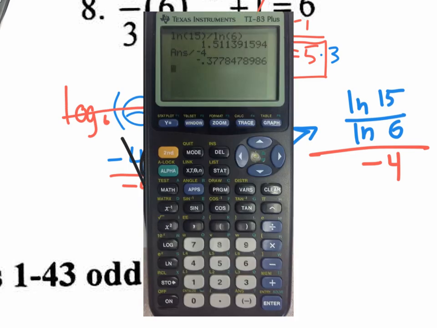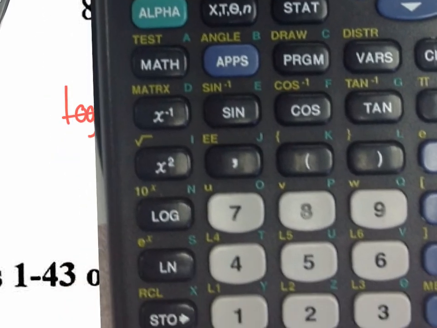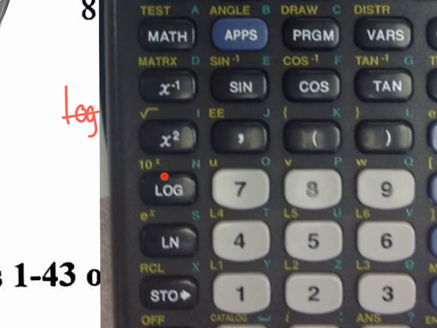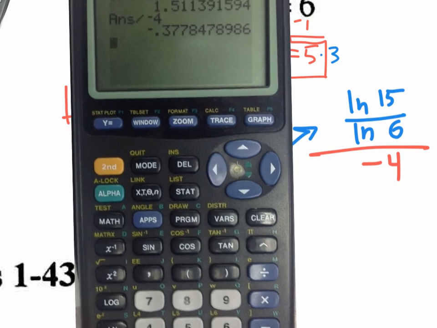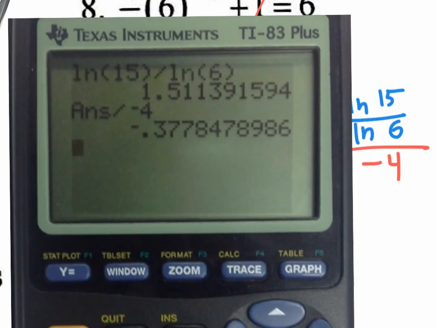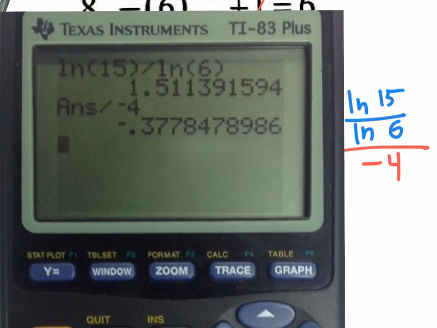So when you're working on the top, the ln of 15, now you could use common log, whatever you want. You could use the common log button right here or the ln button. Since we used the common log on the last one, I decided to use the ln button on this one. So when you go ln of 15 divided by ln of 6, make sure you close parentheses, because when you hit the ln button, it's going to open up parentheses, put 15, close it, then hit the divided by, and then ln of 6, close parentheses, hit equals, you're going to get a decimal.